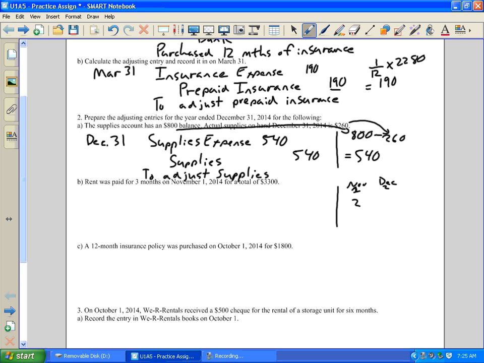So 2 divided by the 3 months that they prepaid the rent for, times the $3,300 that they actually paid for equals $2,200. So that's how much prepaid rent we've actually used up. So our journal entry is going to look like December 31st. We debit rent expense and we credit an account that would have been created on November the 1st, which is prepaid rent.